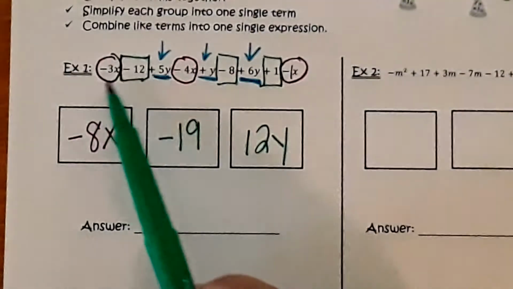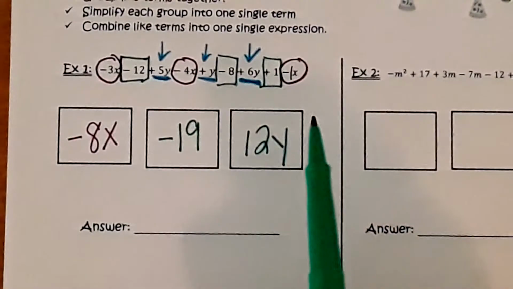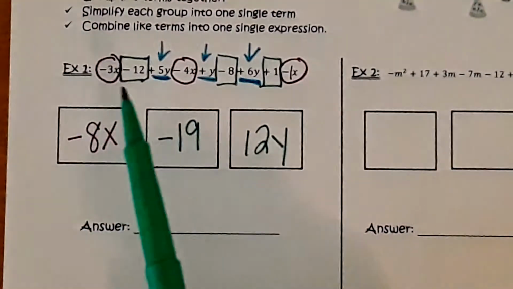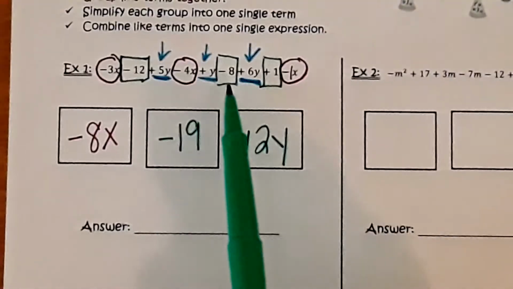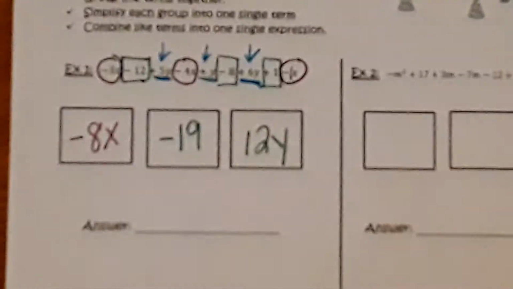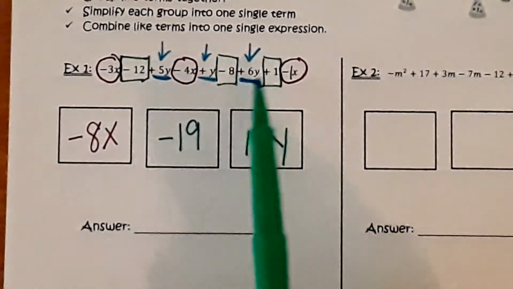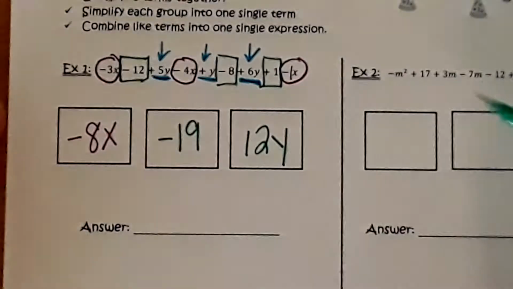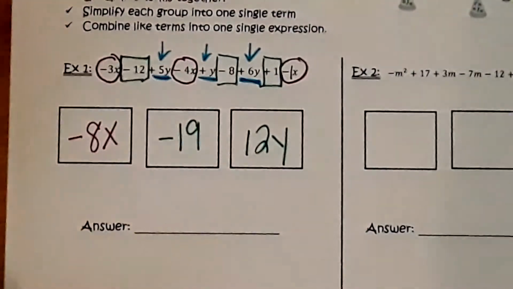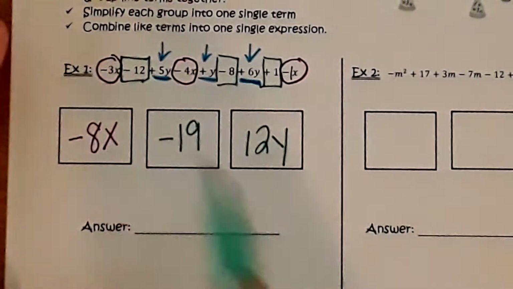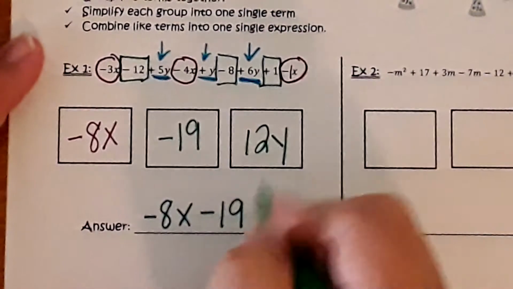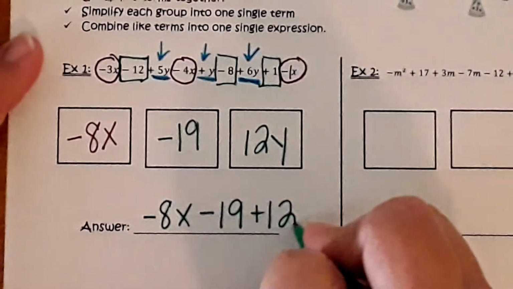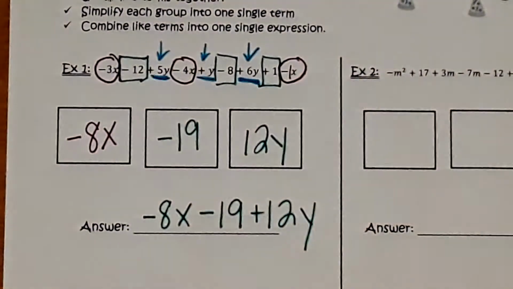So again, you guys, 3, 4, and 1. Those were all negative, so I add them all together. I had 2 negatives and a positive, so I did 12 and 8. I got -20, plus the 1 gave me -19. And then I did 5 plus 6 plus 1. Now I have 3 boxes. Now I'm going to write it as my answer. So to write it as my answer, I'm going to put -8x first, then just -19. And since that's positive, I'm going to write plus 12y. That is combining like terms.